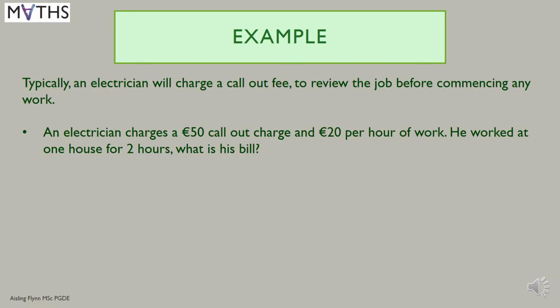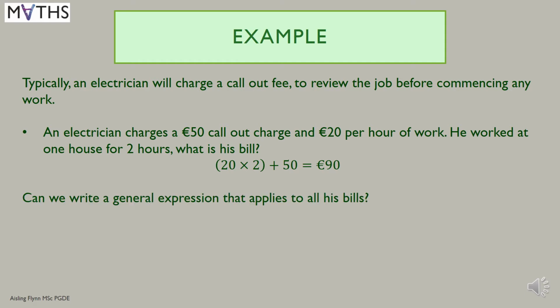So typically though, an electrician will charge a call-out fee to review the job before commencing any work. So this electrician charges a €50 call-out charge and €20 per hour of work. He worked at one house for 2 hours. What is his bill? It would be €20 for 2 hours, but also add 50 for his call-out charge. So his bill would be €90.